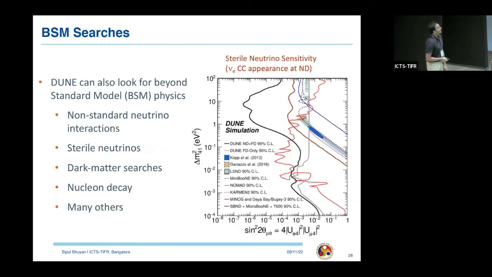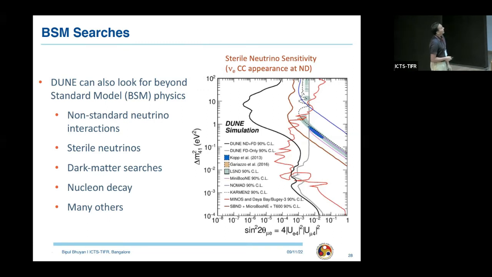Okay, then of course, there's a lot of BSM physics that can be done. I think Subravati covered it nicely, so I'm not going to skip it. But this is basically the sensitivity we are going to get on the sterile neutrino, including the near detector information as well as the far detector information in this particular analysis. That's going to be very good there.